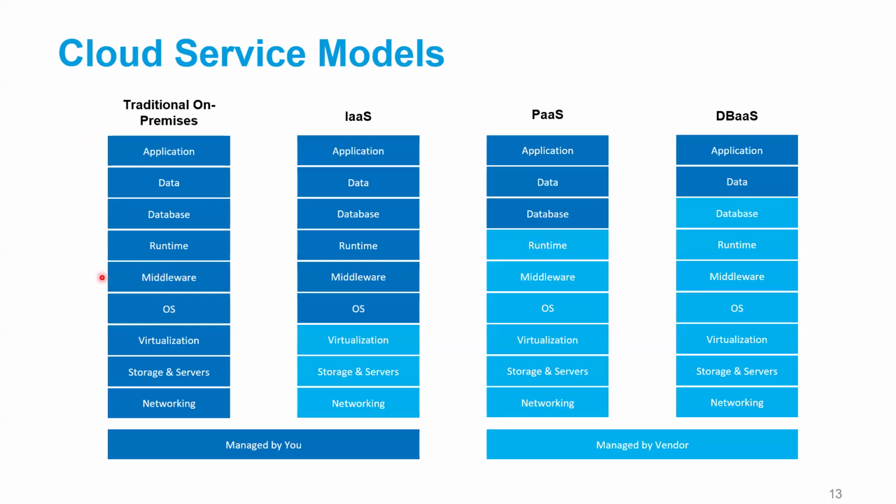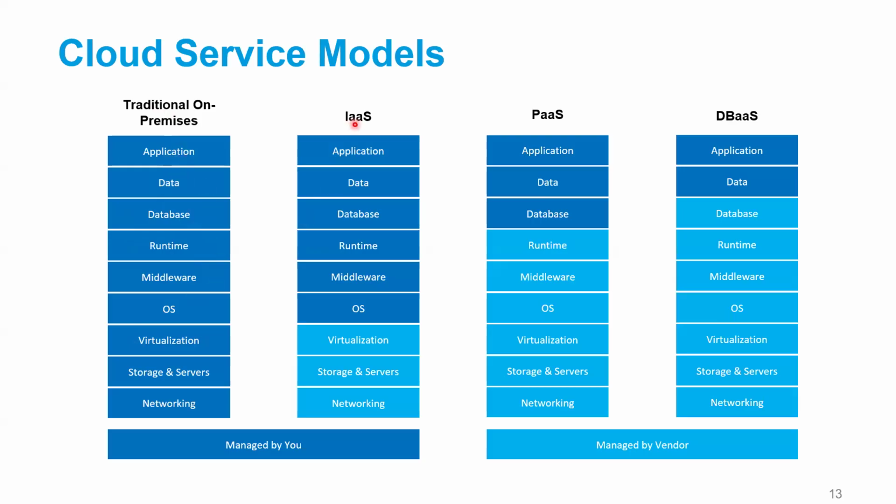Middleware: if you are using two systems, the software you use to connect them is called middleware. Runtime: for Java, we need JRE, JVM. For Python, you may need other environments. Those are called runtimes. Then the database. In traditional architecture, we maintain all these things ourselves, and the data and the application as well.